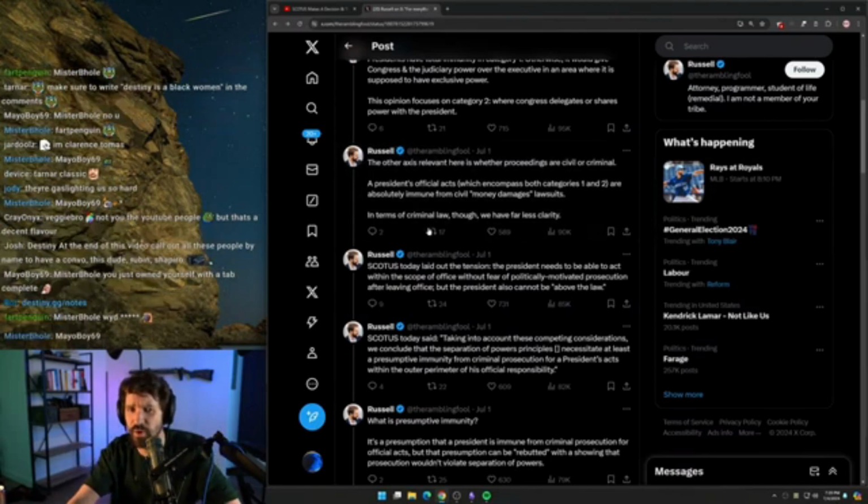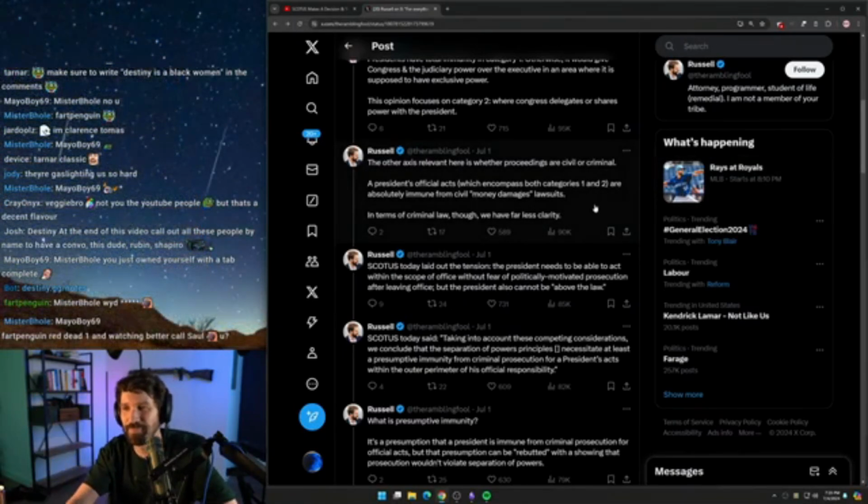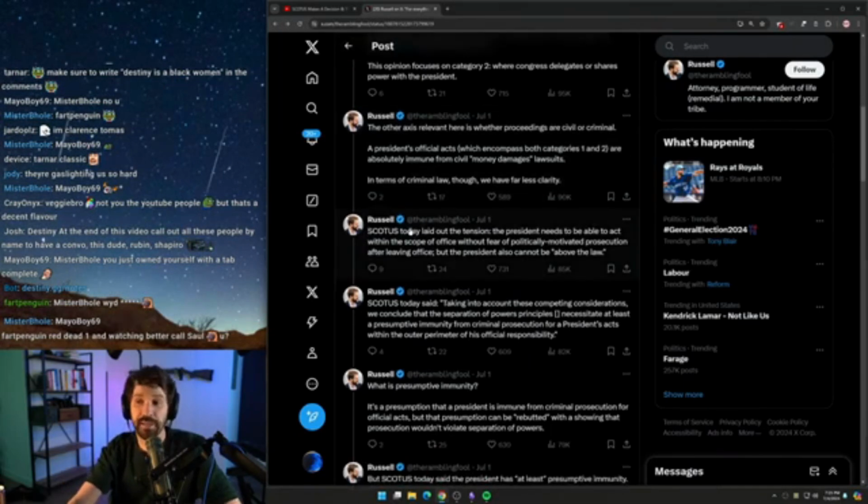I don't believe that was ever a core thing in the Constitution. I don't think there's a textual reading there. I didn't read the entire Fitzgerald case, but I don't think that they cite any textual basis for that, because if they did, I think Roberts would have cited that in the ruling. But SCOTUS today laid out the tension.